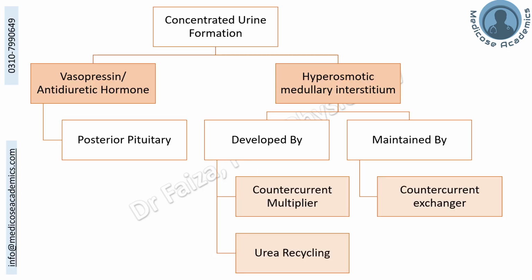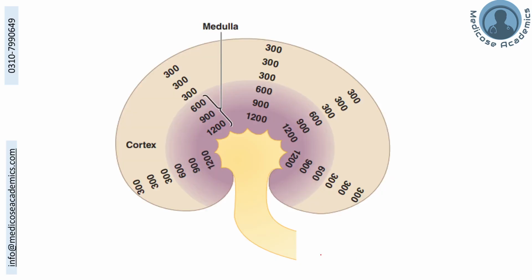So for the concentrated urine formation mechanisms, the basic requirements include, number 1, the presence of antidiuretic hormone, and number 2, the presence of a hyperosmotic medullary interstitium. This vasopressin comes from the posterior pituitary. We'll look into the details in a while. This hyperosmotic medullary interstitium is developed by 2 mechanisms, the countercurrent multiplier and urea recycling. Once developed, it is maintained by another mechanism, the countercurrent exchange mechanism. So we are going to look into the details of these 3 mechanisms during the session.